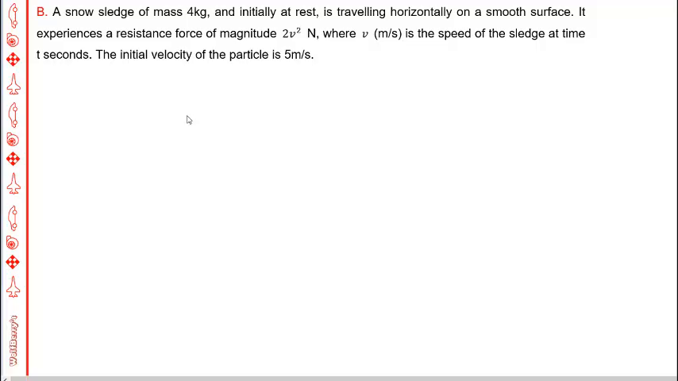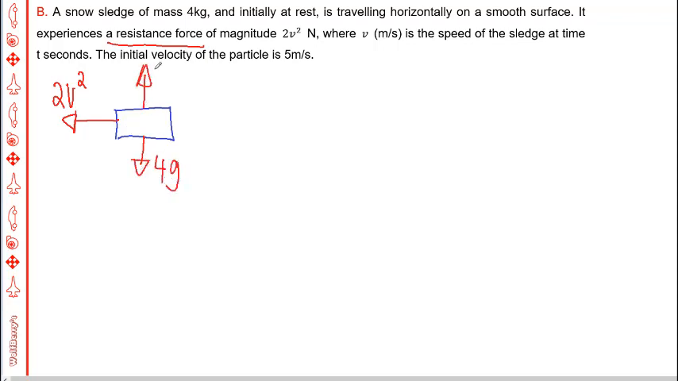So in this differential equation question, we have a snow sledge, which is on a smooth horizontal surface. Now the question says that there is a resistance force, so against the direction of motion, all resistance forces are against the direction of motion, of magnitude 2v squared. There is no mention of a forward force, so nothing is pushing it, it's just sliding and slowing down, eventually it will stop, and we know that the mass is 4 kilograms, so the weight is 4g, and we have a reaction force from the ground onto the sledge.